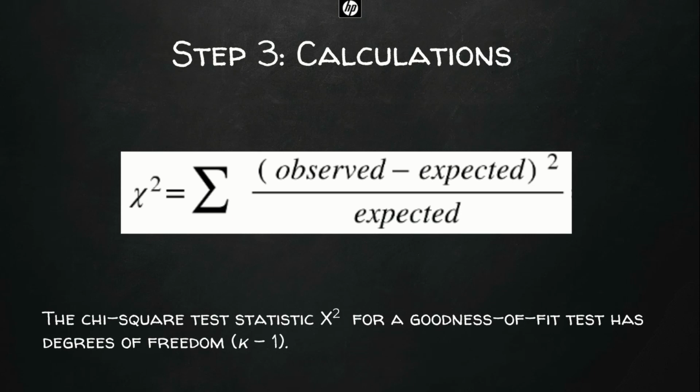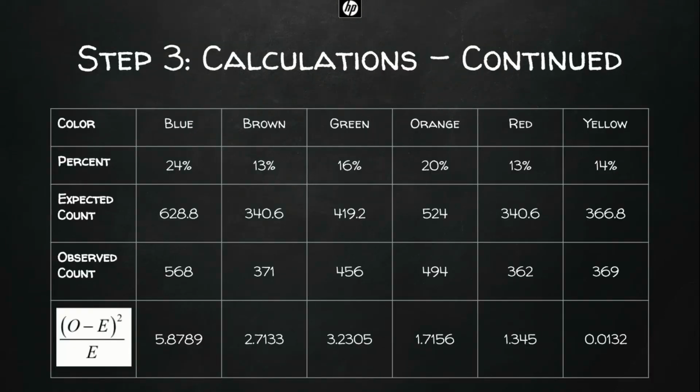Okay, for step 3, we're going to do our calculations. Here, we're going to use the chi-square test statistic, where we take the observed value minus the expected value, we square that, and then divide it by the expected value and sum all of those up. And you will also recall from our talk in class that the degrees of freedom are the number of categories minus 1. So here, if we go back to our table and we hand calculate all of the chi-square numbers, you can see that bottom row, we're going to sum those up to get our test statistic.